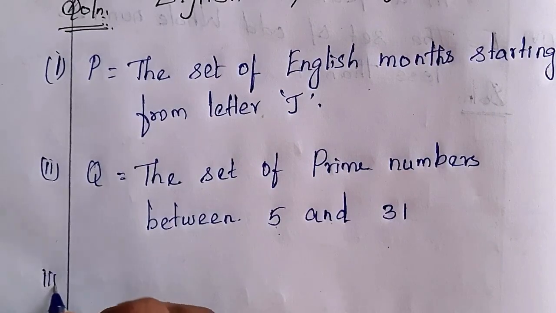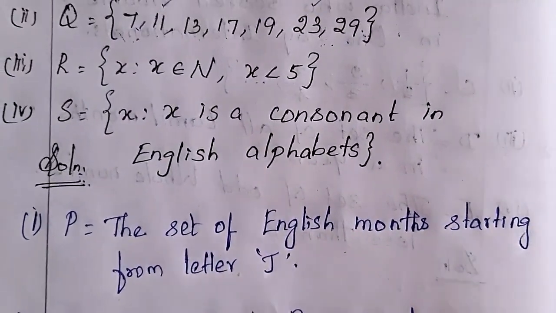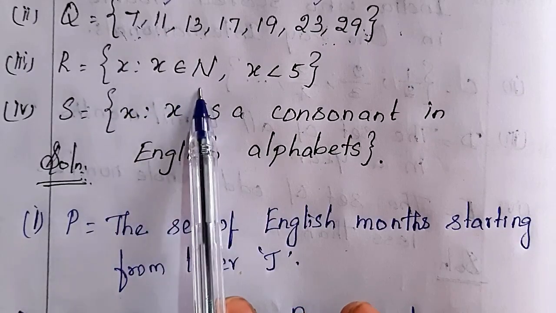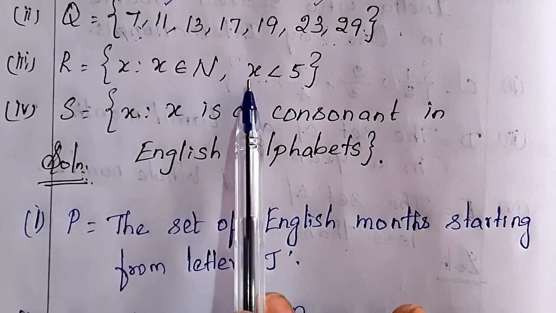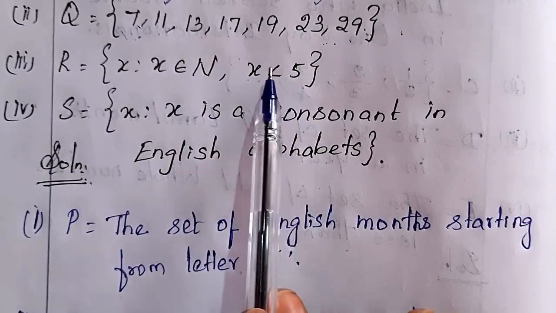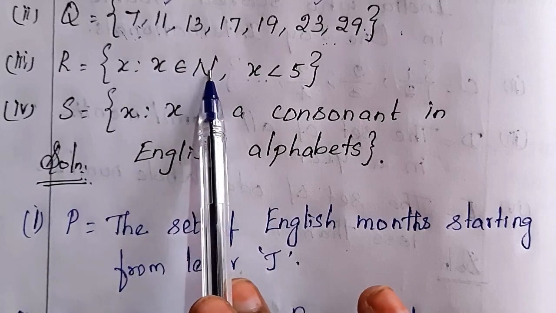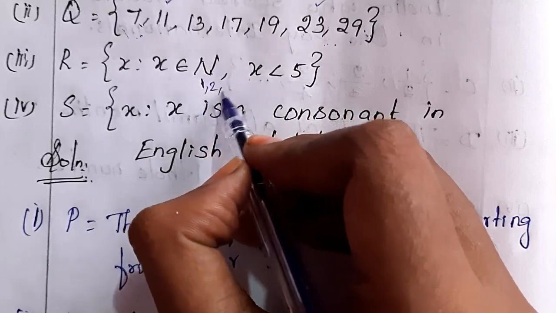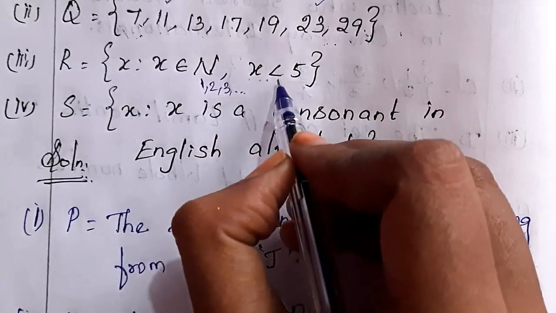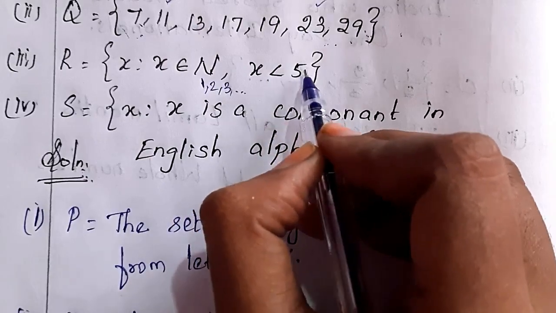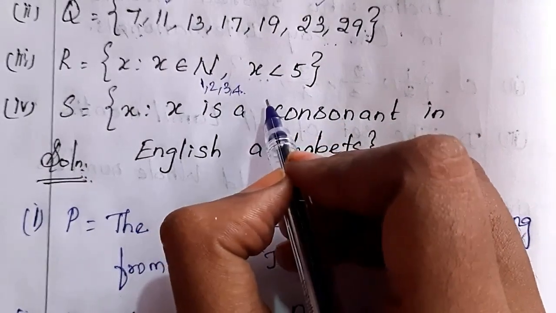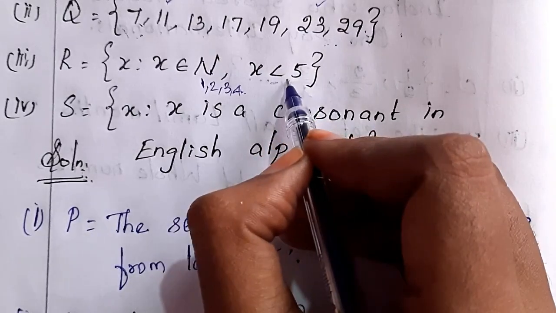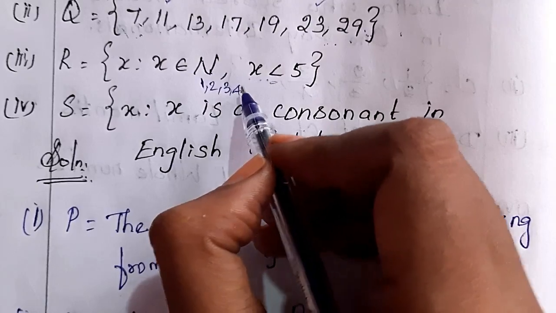So third one. R equals the set of all x such that x belongs to N, that means natural numbers, and x is less than 5. So our x belongs to the set N of natural numbers. Natural numbers start from 1, 2, 3, etc. Also x is less than 5. Less than or equal to would mean we can choose 5, but here it is only less than 5, so we can stop at 4.